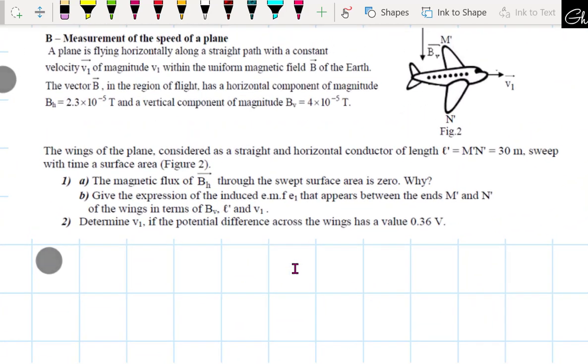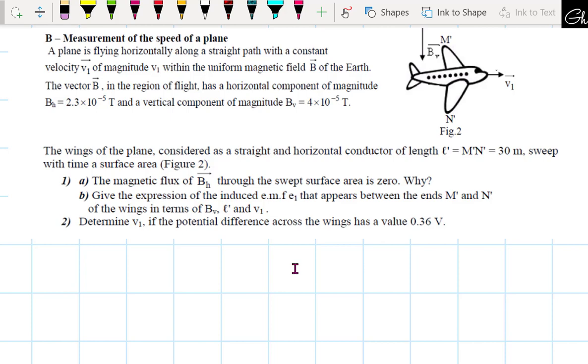Okay, let's move to the second part, section B. Here, the measurement of the speed of a plane. A plane is flying horizontally along a straight path with a constant velocity v1 of magnitude v1. Within the uniform magnetic field B of the Earth, the vector B, in the region of flight, has a horizontal component of magnitude BH and a vertical component BV.